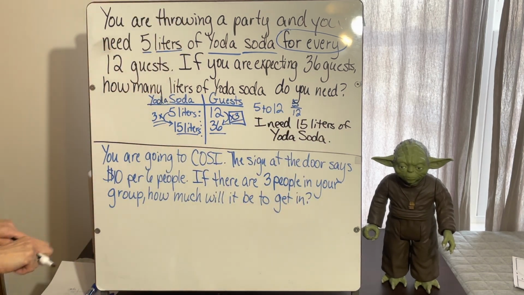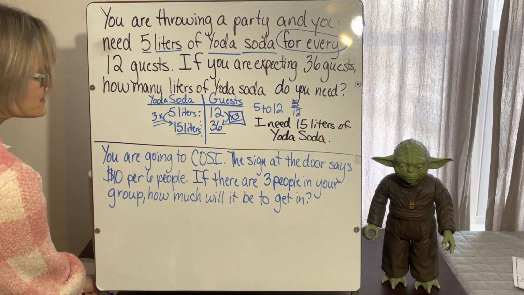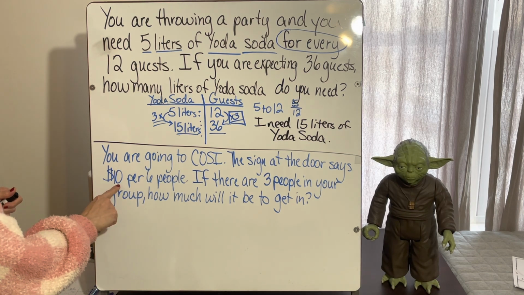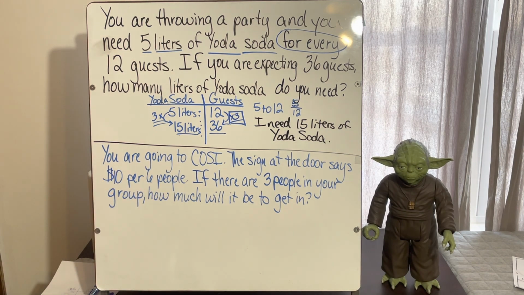All right, now the answer is complete. All right, now this next one is asked a little differently than the first one. Okay, so you're going to COSI. The sign at the door says $10 per 6 people.